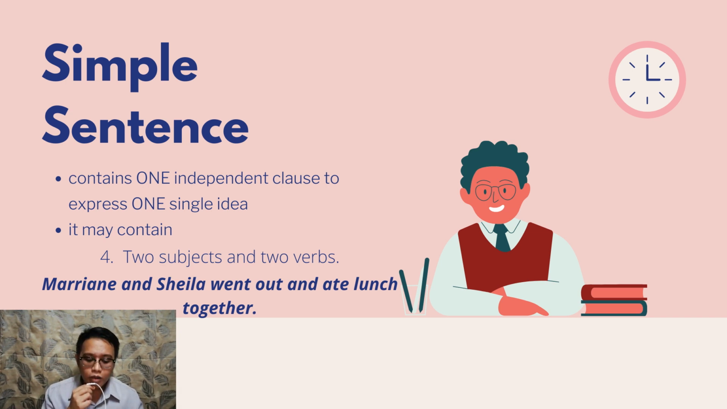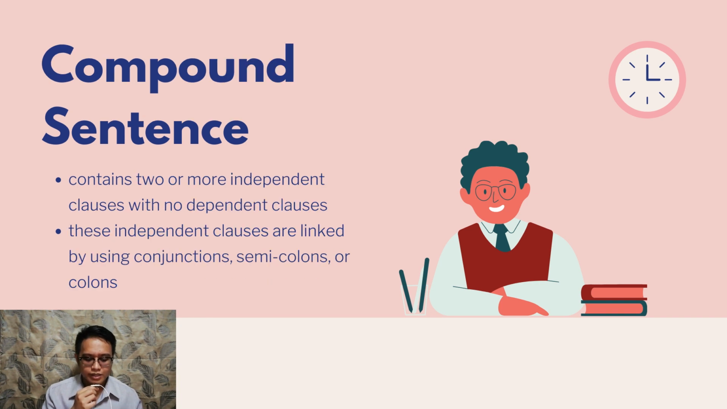Now let's go to the compound sentence. The compound sentence contains two or more independent clauses with no dependent clause. Wala say dependent clause, ha? Remember that one. These are all independent clauses. Pwede duha, pwede tulo. Okay? And these independent clauses are linked by using, number one, conjunctions, semicolons, and colons. And we will talk about that one. How are we going to connect two or more independent clauses?